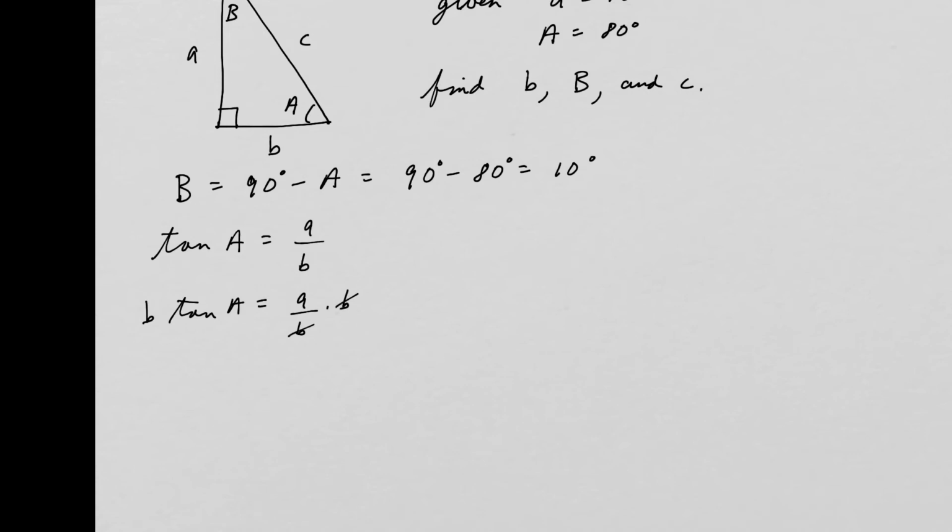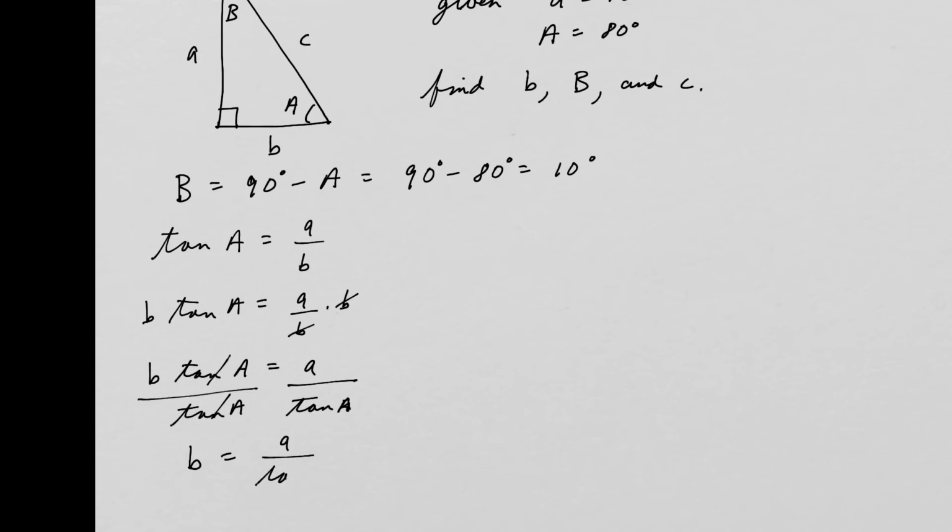B's will cancel here. And then I can divide by tan of A. Right, divide both sides by tan of A. So this cancels. I'm going to get B is equal to A over, this is a capital A, tan of angle A.